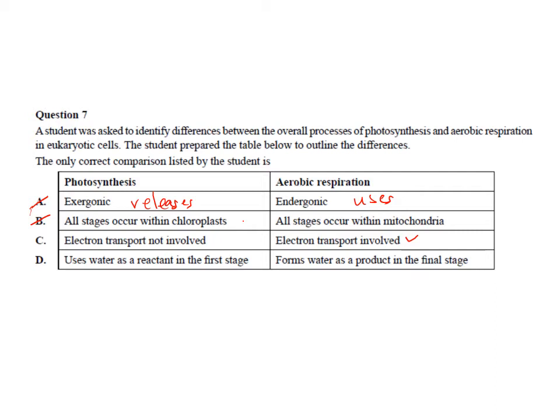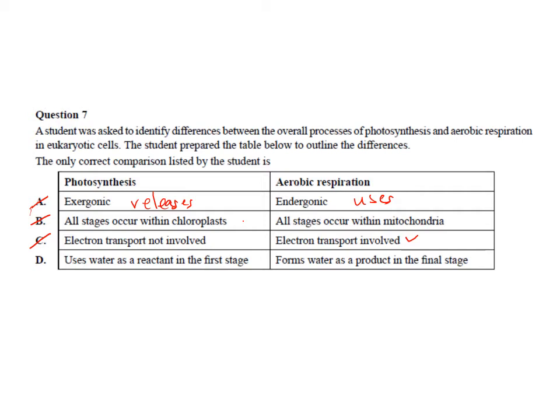Even though in photosynthesis we don't have a stage called the electron transport stage, if you think back to the NADP, which picks up hydrogen, it also picks up electrons. So NADPH transports electrons in photosynthesis. So even though it's not its own stage, there is the transport of electrons in photosynthesis. So this is not correct. We'll look at this final one.